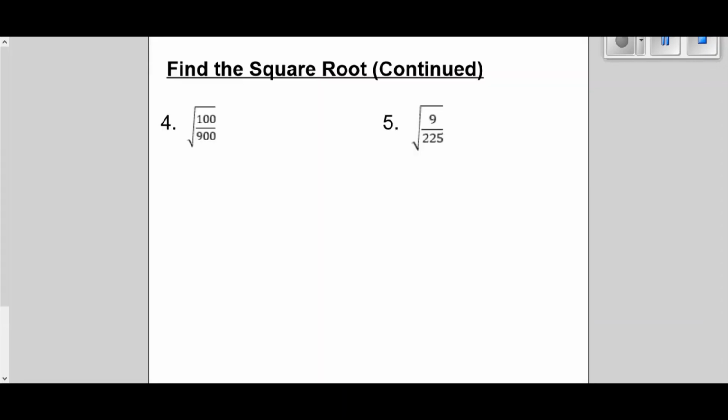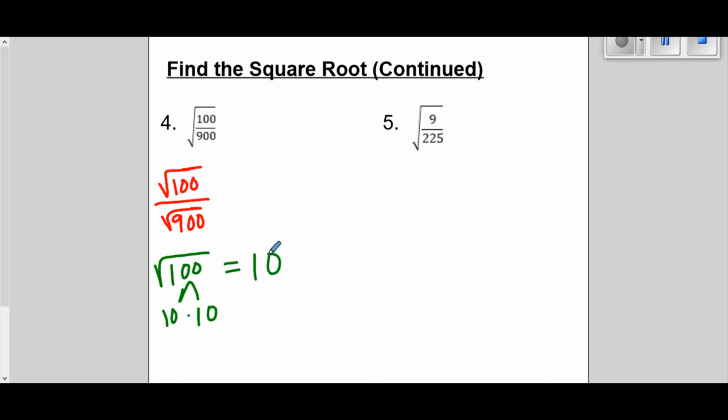The next 3 that we're going to go over, similar idea to what we just did, but now we have a fraction. So basically, we'll have to take 2 square roots. We'll have to take the square root of the denominator and the square root of the numerator. So let me show you an example with 4. Notice I have 100 divided by 900, and that's all underneath the square root. So I'm first going to take the square root of 100, then I'll take the square root of 900. So the square root of 100, this is 10 times 10. So the square root of 100 is 10.